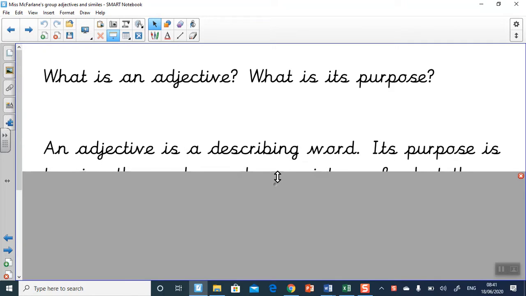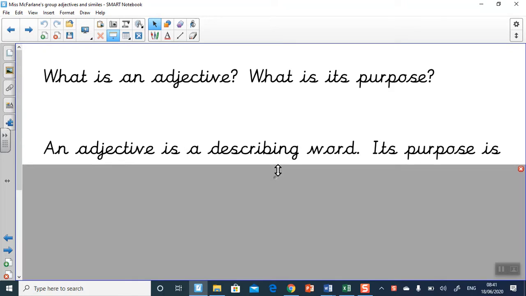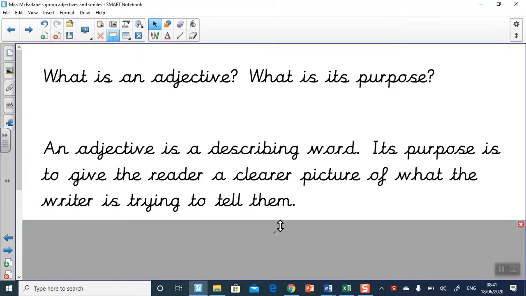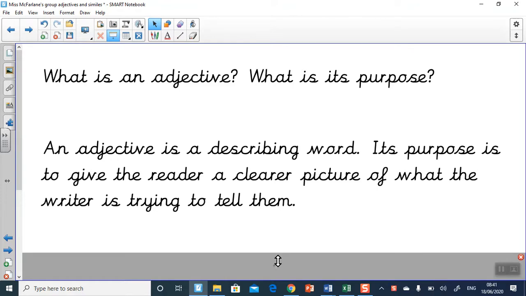So, an adjective is a describing word, so it describes a noun. Its purpose is to give the reader a clearer picture of what the writer is trying to tell them. Okay?